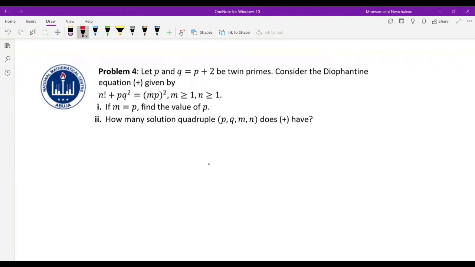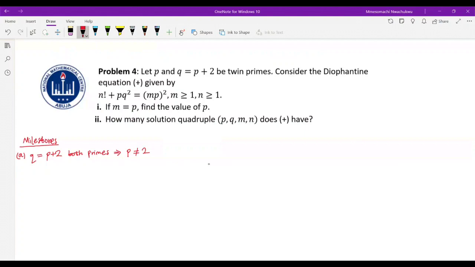So I'll be writing down some important milestones. So A: from p and q being twin primes and q = p + 2, both primes, it implies that p is not equal to 2. Because if p were equal to 2, then q would be 4, and 4 is not a prime.